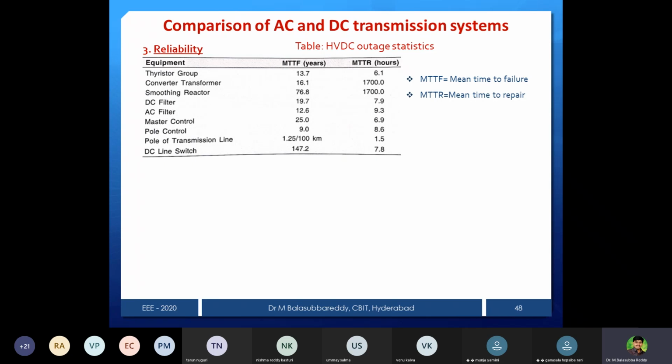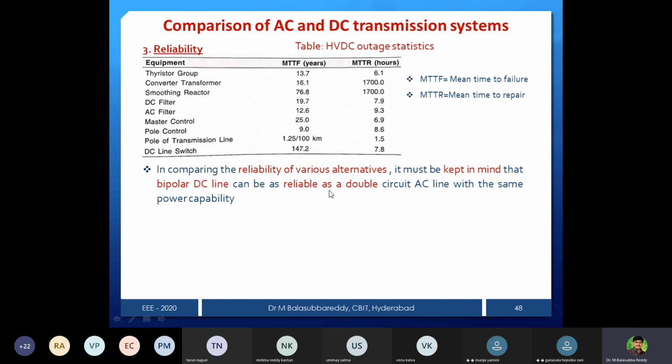Then the DC filter and the AC filter: DC filter 19.7, AC filter 12.6, and then the master control, power control, pole control, pole of transmission line, and DC line switching. All these problems arise within a particular time duration, MTTF and then MTTR, mean time to repair. It takes only a short time to repair, and that is the reason reliability will be higher. In bipolar or back to back systems, depending on the load condition, the failure percentage is very, very low.